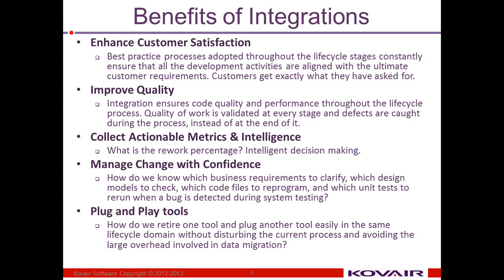Then we can collect actionable metrics and intelligence which can help us reduce the rework percentage and make intelligent decisions on the fly. If we get all the information at the click of a button from across all the tools, then we can take faster decisions. Whereas if I have to wait 4 or 5 hours to get this particular information, then it's not very actionable, and it has already delayed the entire process.